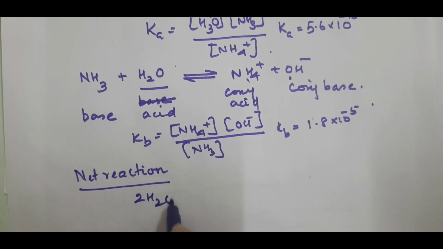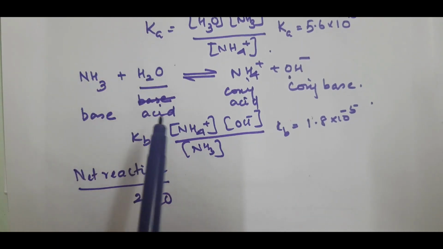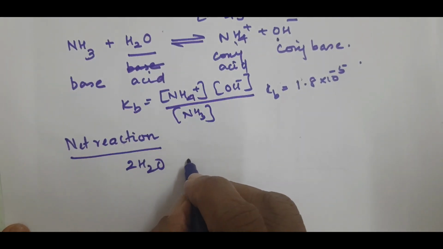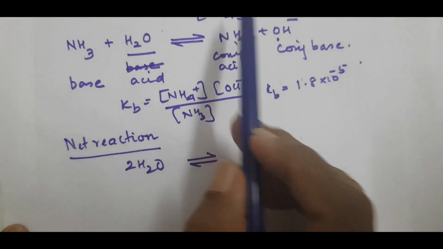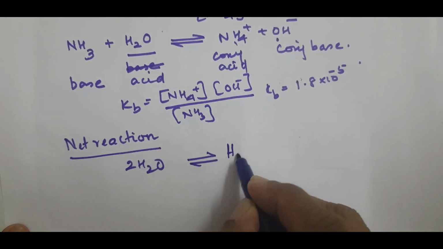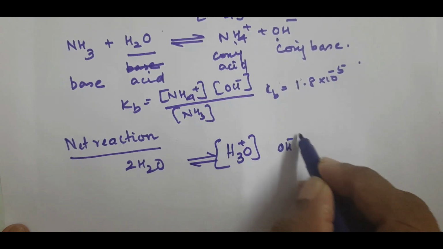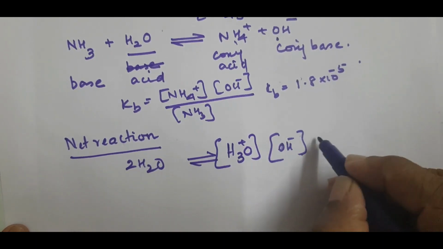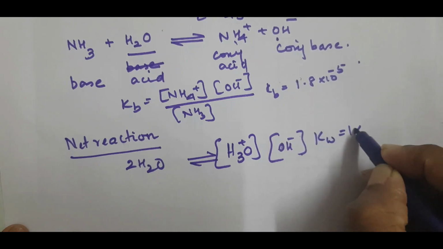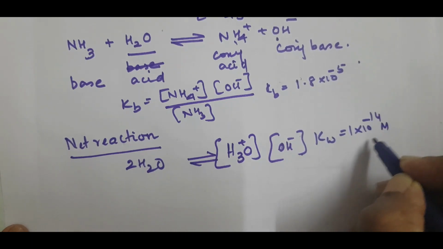You can have 2H2O, that is H2O and H2O. 2H2O will give you H3O positive, because NH3 is cancelled, H3O positive and OH minus. And you know what the Kw value is? Kw is 1 into 10 raised to minus 14 molar.